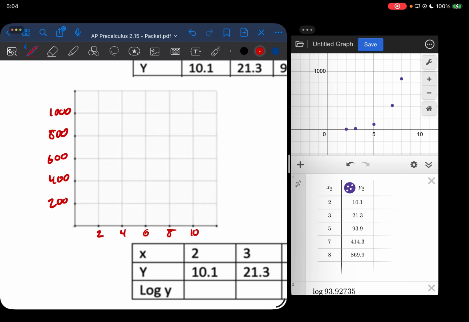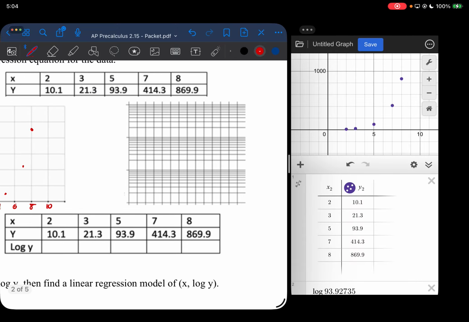So I have 2, 10, 3, 21. Now at this scale, 10 and 20 are almost indistinguishable. At 5, whoops, that should be at 3, shouldn't it? Yep. Then at 5, we have 93.9. That's practically 100. Then at 7, we have 400. So just above 400. And then at 8, we have 869. So that's almost 900. So that's what that looks like on the linear scale.